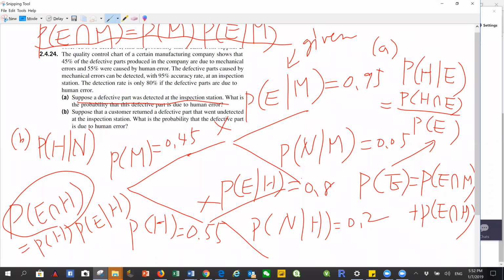Then plug in this formula, which is the conditional probability formula, P(H given N) equals P(H and N) over P(N), and that will be your answer.